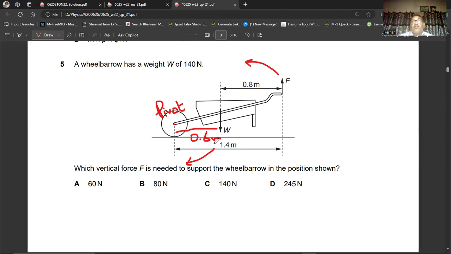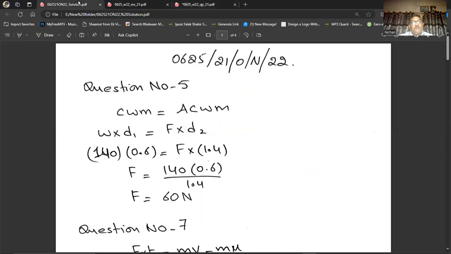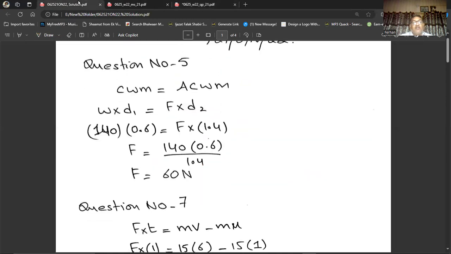Moment arm is the perpendicular distance between the line of action of the force and the pivot. For F, that moment arm is 1.4 meter. According to the principle of moments, the clockwise moment is equal to the anti-clockwise moment. So F multiplied by D1 will be equal to F multiplied by D2. So W, which is 140 Newton, into 0.6 meter will be equal to F multiplied by 1.4 meters. So F will be equal to 140 multiplied by 0.6 divided by 1.4, and that will be 60 Newton.